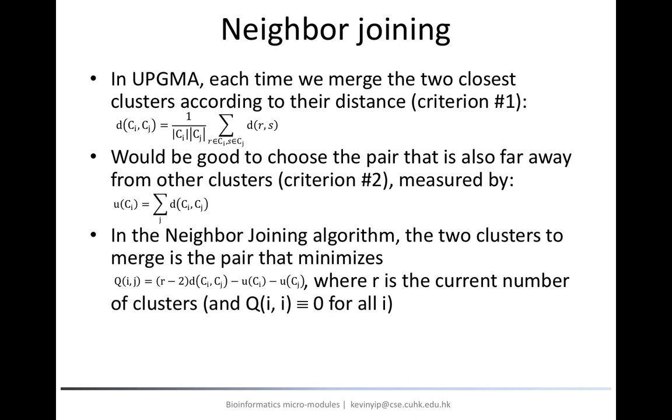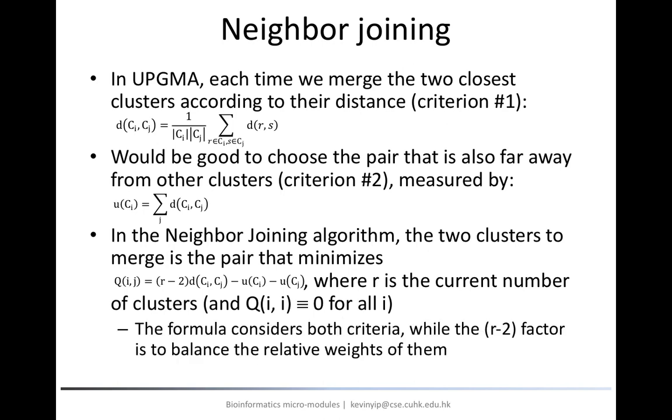Why do we need this scaling factor? It is because U(Ci) and U(Cj) are sums over all other clusters, which can be much larger than the distance between Ci and Cj. If the scaling factor is not added, the scoring function would be dominated by U(Ci) and U(Cj), which may lead to, for example, the merging of two outlier clusters that are far away from all other clusters but themselves also not close to each other.